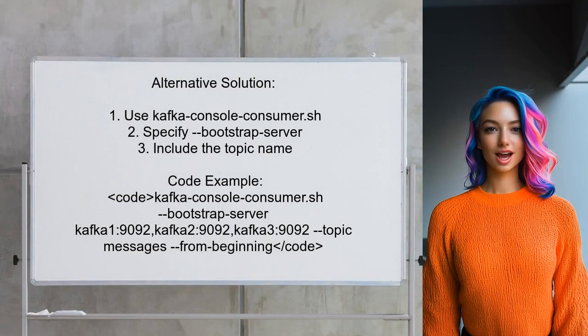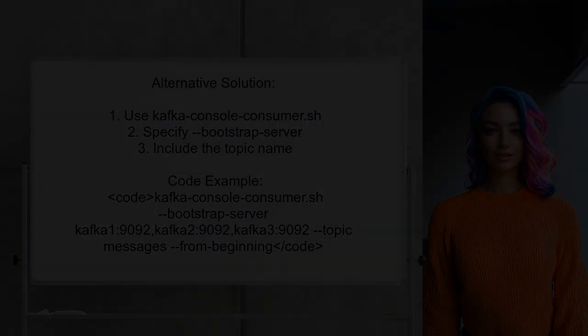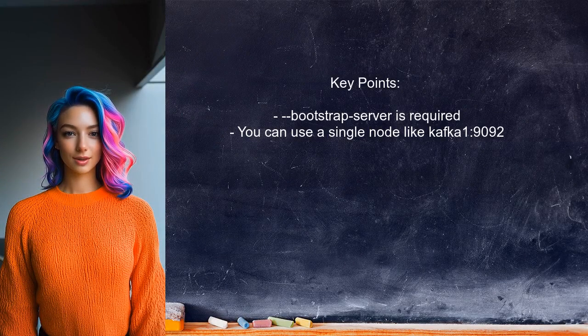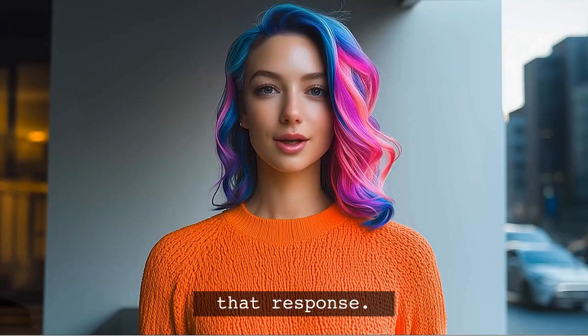Let's take a look at an answer from another user. An alternative approach to list Kafka topics without Zookeeper is to use the Kafka console consumer command. You can specify the Bootstrap server and the topic you want to read from. Remember, the Bootstrap server flag is essential, and you can connect using just one Kafka node if needed. That's all for that response.